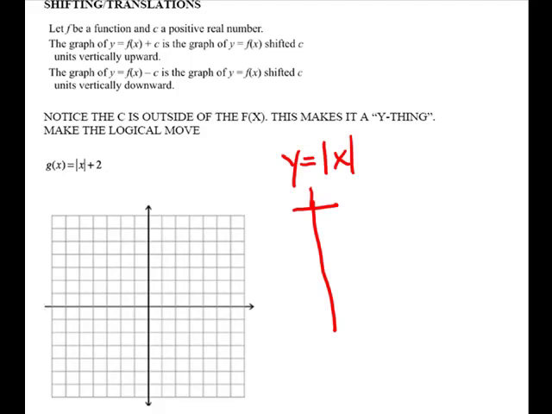So let's remember our table for the absolute value graph. So we did 0, 1, 2, and then we did negatives. Right? Absolute value of 0 is 0, absolute value of 1 is 1, absolute value of 2 is 2, absolute value of -1 is 1, absolute value of -2 is 2. And we'll put those on, and we remember it looks like a V. So this is our standard graph.